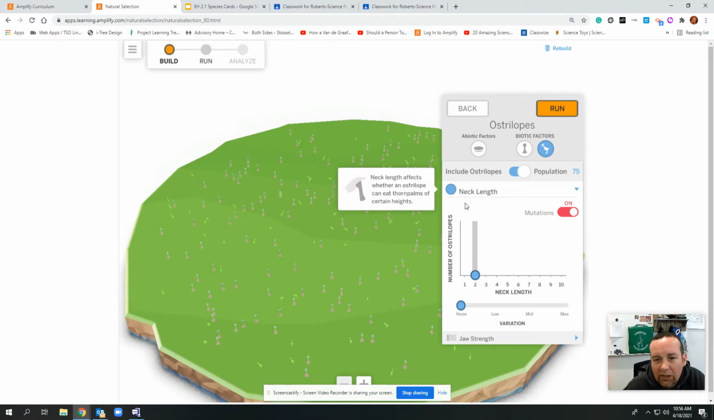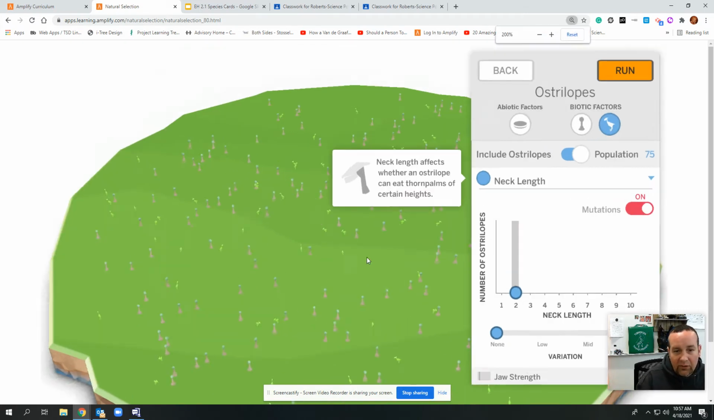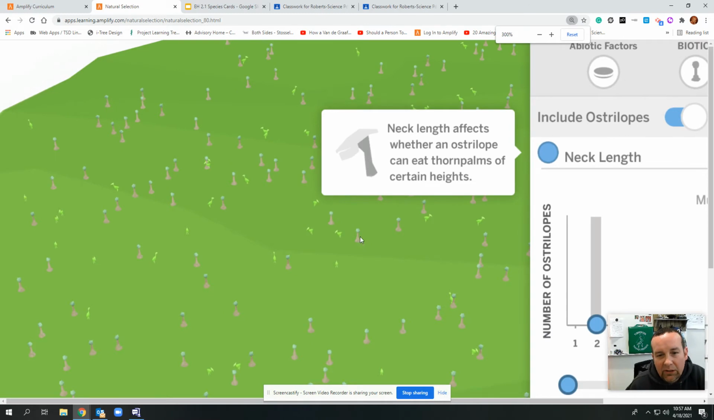And if we click here, it says neck length affects whether an australope can eat thorn palms of certain heights. So we can see already with this information that having a longer neck will be a little bit more beneficial. Now, before we do anything else, I do want to zoom in a little bit here and just show you.